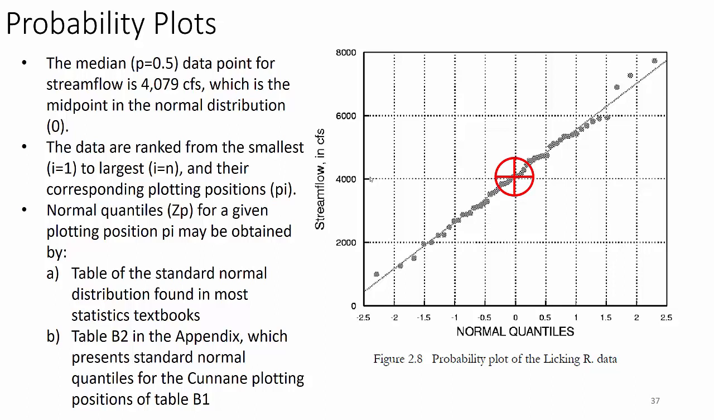Normal quantiles, which are called z sub p's, for a given plotting position may be obtained from a table of standard normal distributions found in most statistics textbooks, or you can look at our reference document, table B2 in the appendix, which presents standard normal quantiles for the Cunane plotting position table B1. So take a look at table B1 in the USGS statistics handbook referenced earlier in this lecture, and then found in your readings for this chapter.